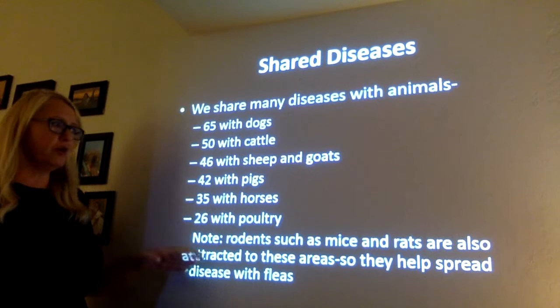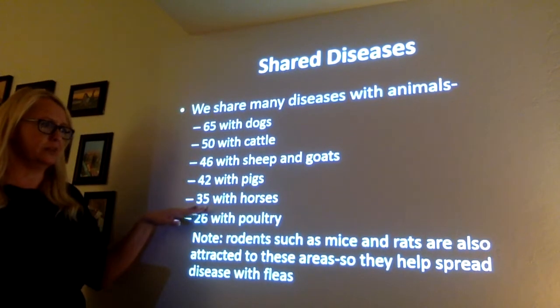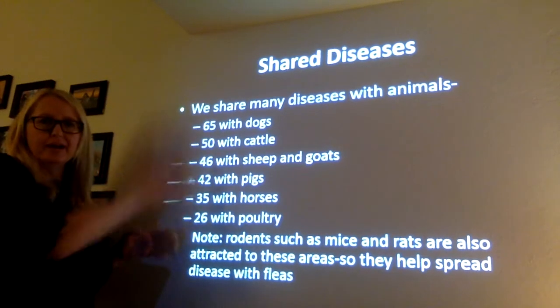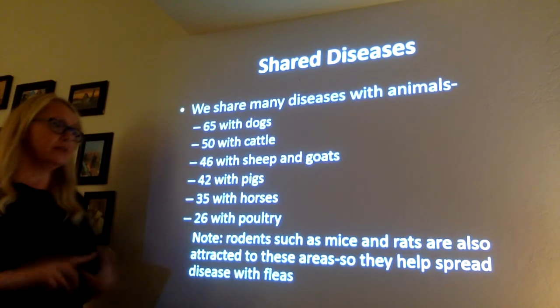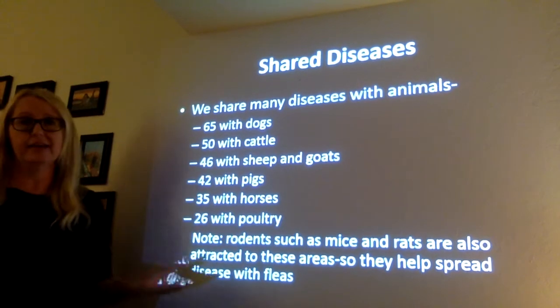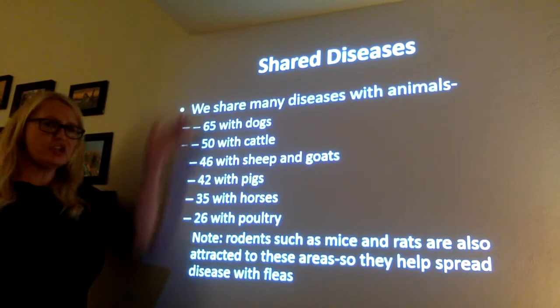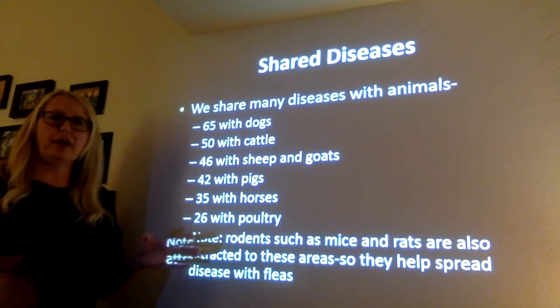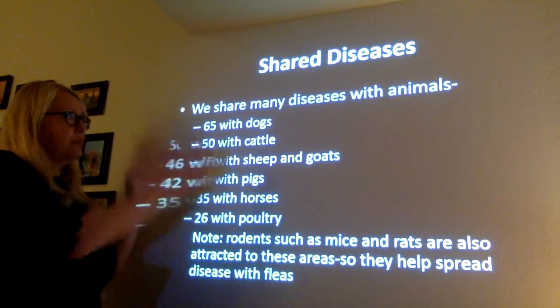And then rodents such as mice and rats are also attracted to these areas where these animals live, so they come in contact with these animals and they're going to also help spread the disease. They spread it through contact and also with fleas that live on those different animals. So all these diseases we share with animals, okay? Animals naturally have these diseases in their bodies, and that's just some of the big farm animals.